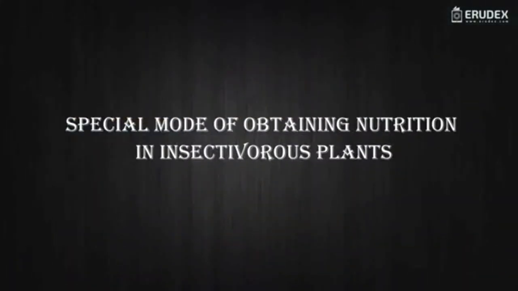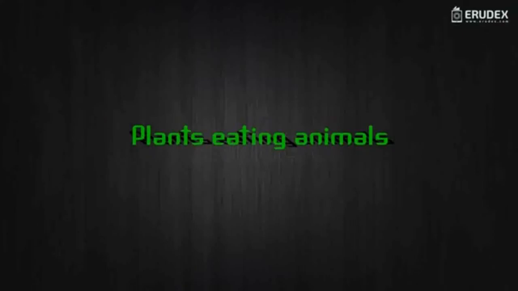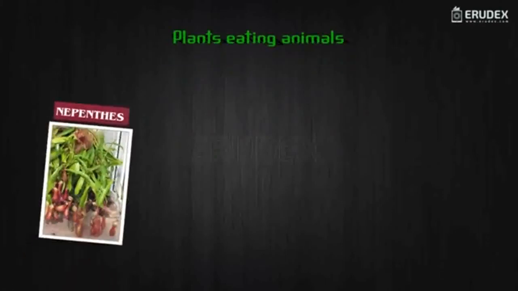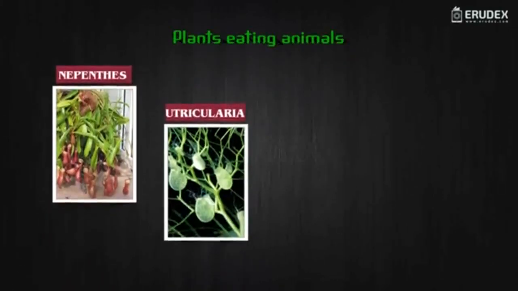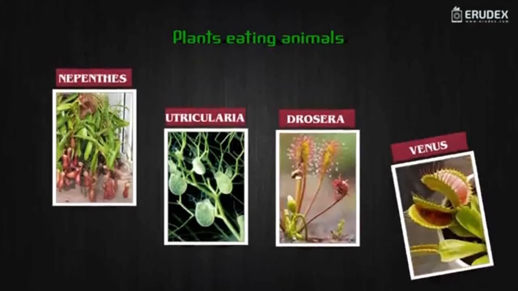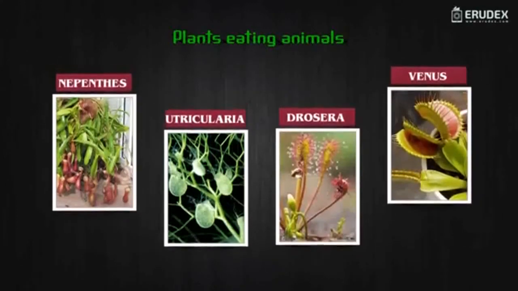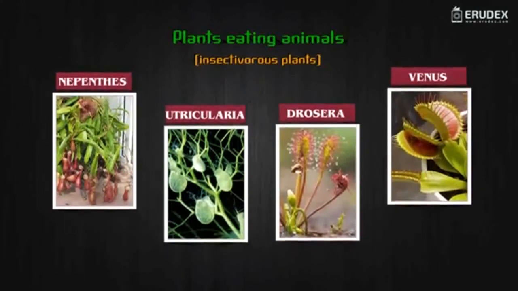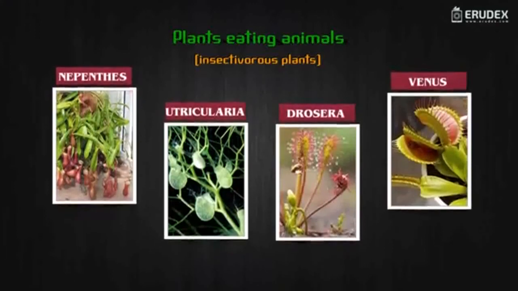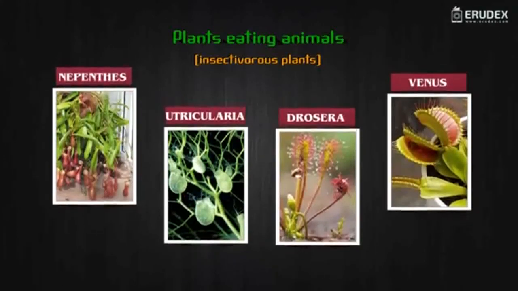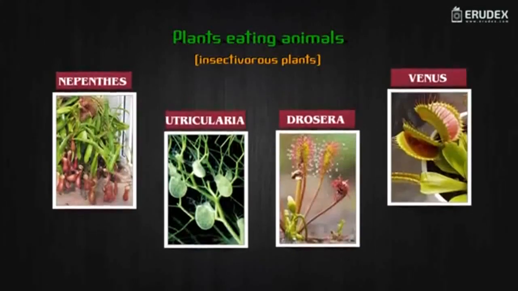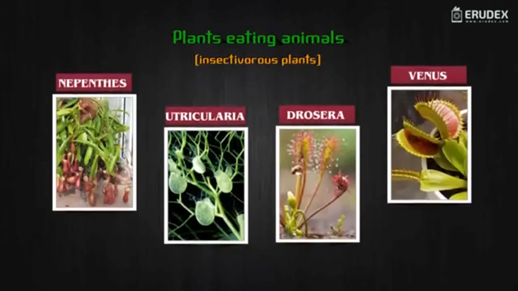Special mode of obtaining nutrition in insectivorous plants. Children, do you know some plants eating animals? Let us see what they are. Some plants like Nepenthes, Utricularia, Drosera, and Venus flytrap plants are examples of insectivorous plants. These are also called carnivorous plants. They can trap and eat insects completely to obtain their nourishment.